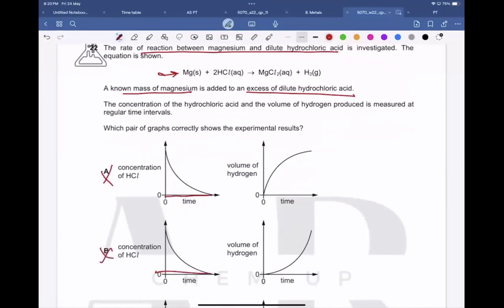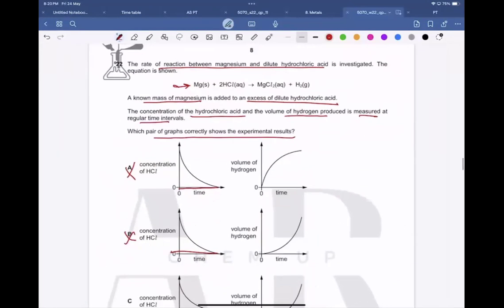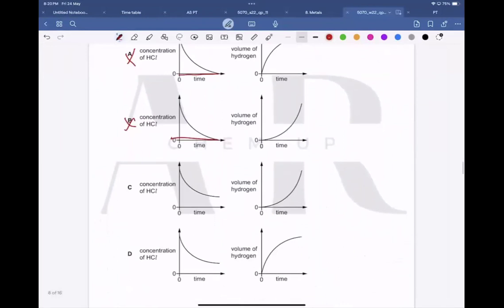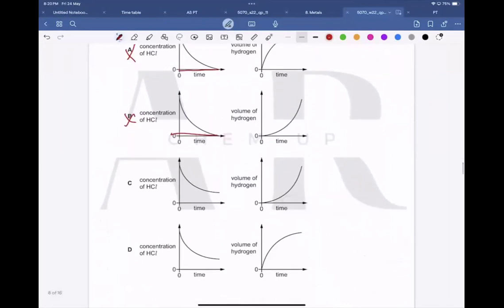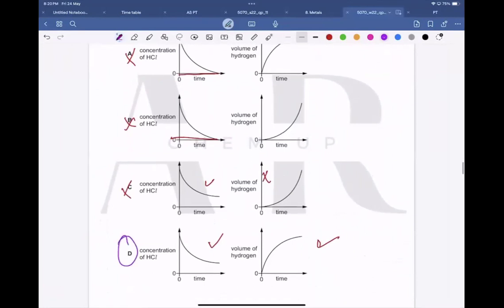Is this understandable to all of you? The concentration of hydrochloric acid and the volume of hydrogen gas produced are measured at regular intervals. Which pair of graphs correctly shows the experimental results? See, this is correct. This is correct. For the volume of gas formed, we know that the curve is like this for the collection of gas, not like this. So C goes wrong as well, and D is the correct answer.